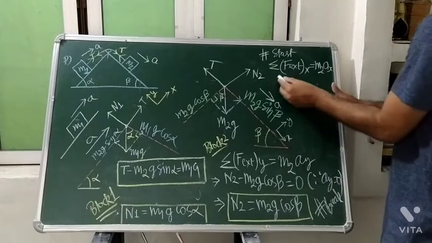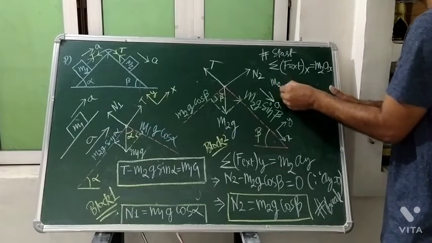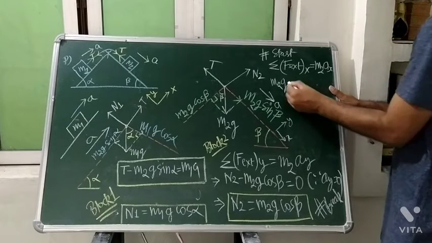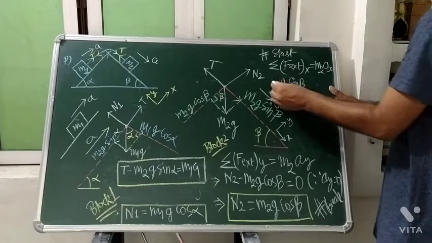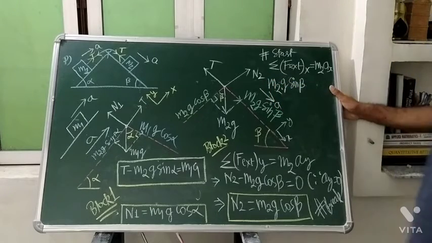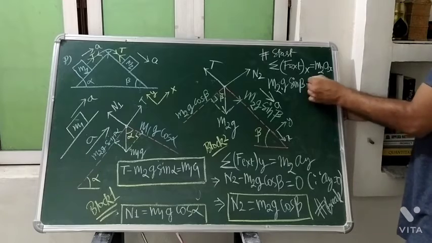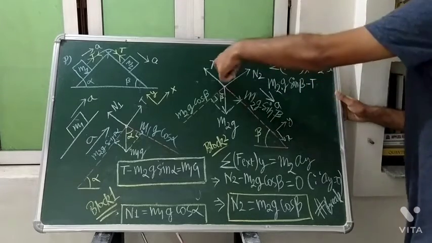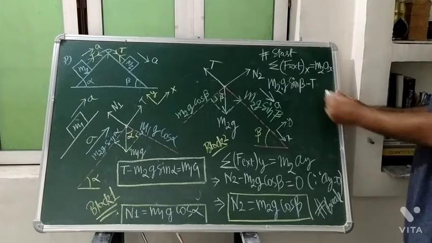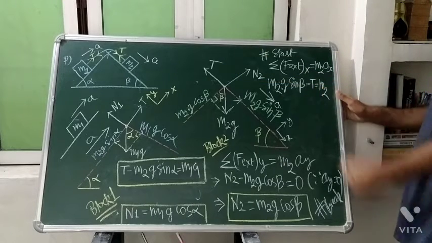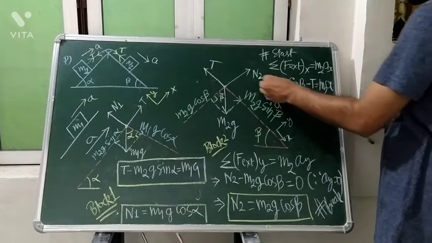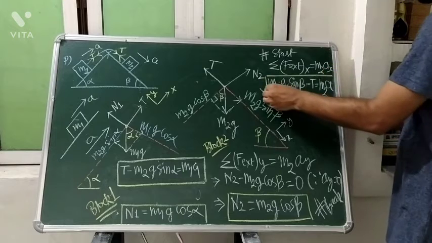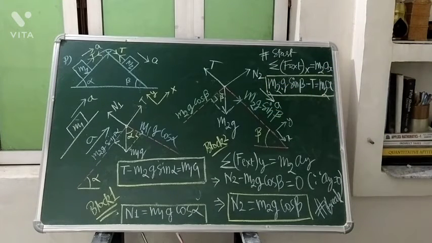Anyone you can select as your positive. It's up to you. So m2g sin beta minus T, this will become minus T, should be equal to what, student? Mass times the acceleration in x direction, a. Okay? Right up to here.